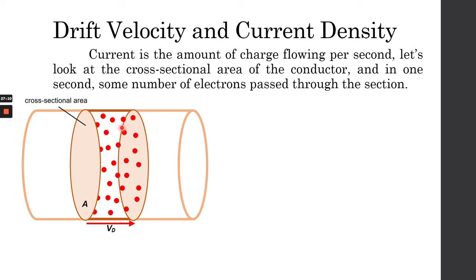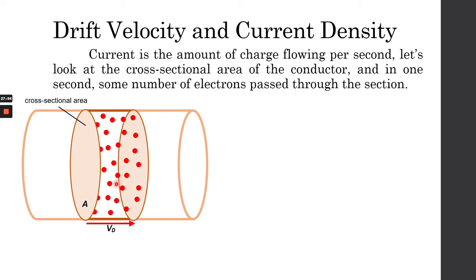So what we know then with the definition of current is the amount of charge flowing per second. The total amount of charge of all these electrons that pass through this cross-sectional area in 1 second is basically our current. So what we just need to do is to measure the total charge of all these electrons right here. If we measure all the charges and add them all up, the total charge is basically the current of our conductor.